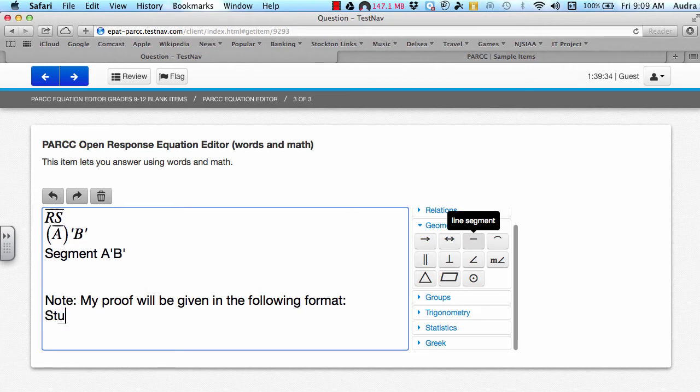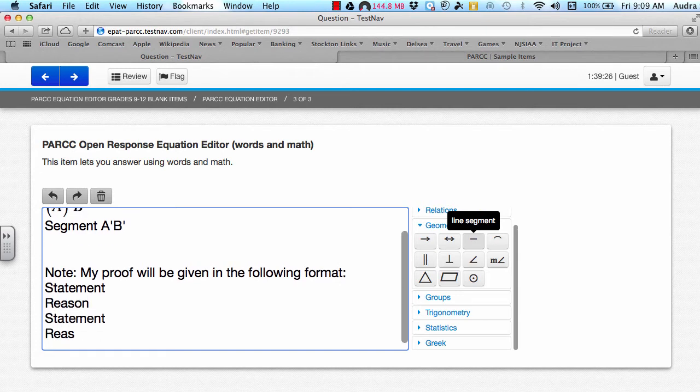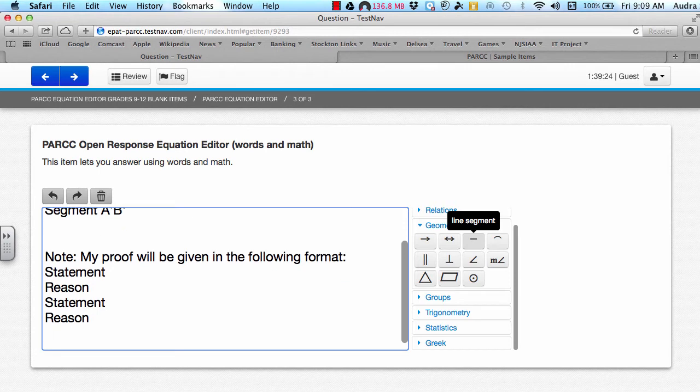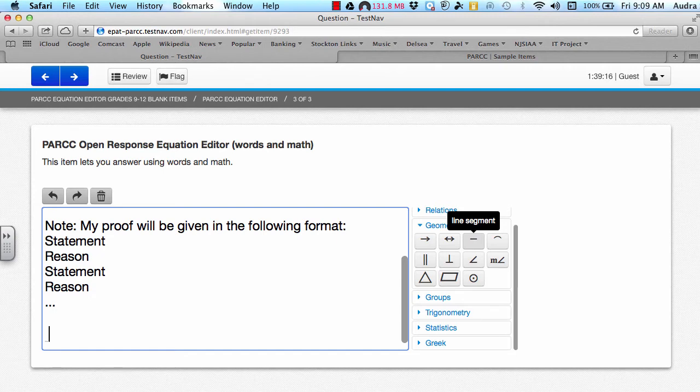And you could do statement, then reason underneath, statement, then reason underneath, and then you can just do a ... to explain that it's going to continue. And then from there, you can start writing your proof. That way all of your thoughts are clearly drawn out and the reasons are provided in an adequate manner. So before you explain your answer or write your proof, you should explain the format that you are using.